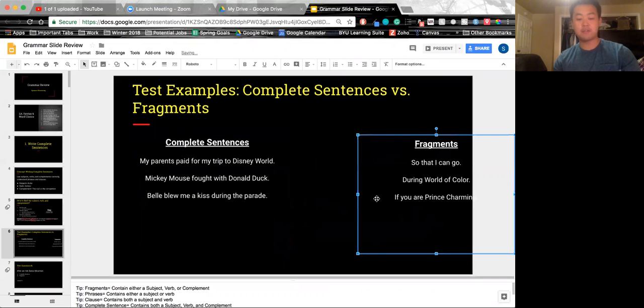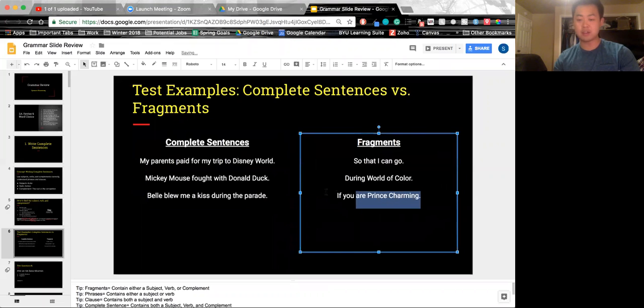And then the last example is a fragment. If you are Prince Charming. Okay, you are is a state of being, so that's obviously a verb. You could technically be the subject, yes. If Prince Charming, what, right? So that is missing the complement. The subject and the verb are here, but it's missing that completeness, that complement, in this sentence. That's why that is a fragment.